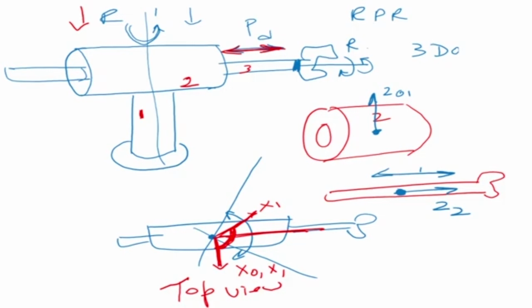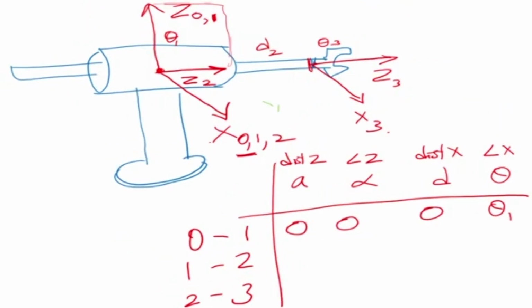If this moves like this, the second Z origin has gone here now. This is my Z2, this is my X2. So the origin distance has come, and that is my distance d. When it moves in a prismatic joint, the distance between them will change. So that is my distance between them.